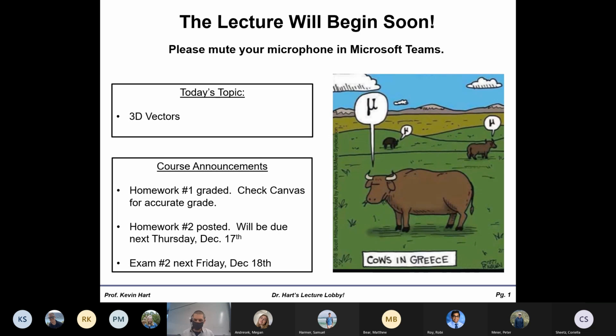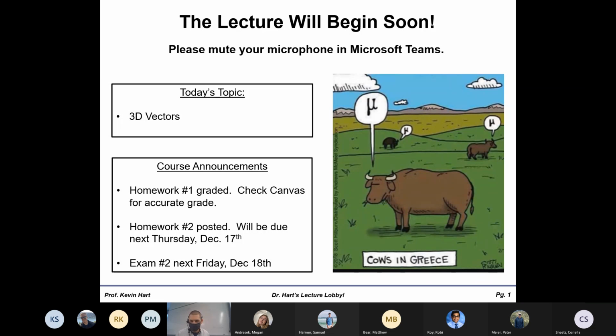Homework number 1 was graded, just as a reiteration, so make sure to check that your grade is the same as what you responded to by email. Homework number 2 has also been posted. I posted it last night. That's going to be due next Thursday. That'll be on 2D and 3D particle equilibrium. So we'll start some three-dimensional stuff today.